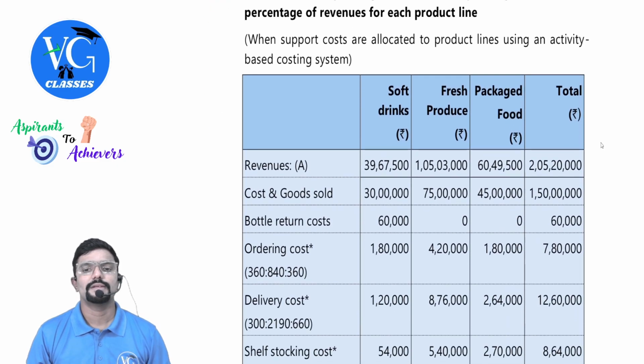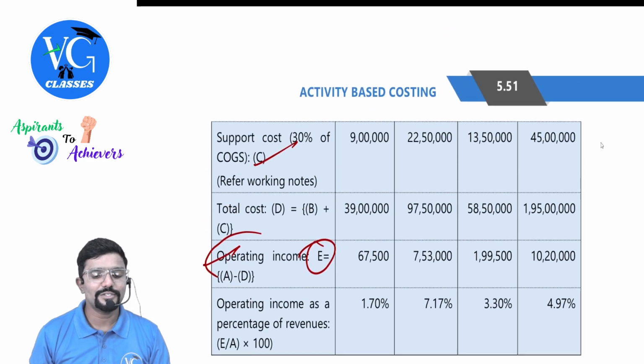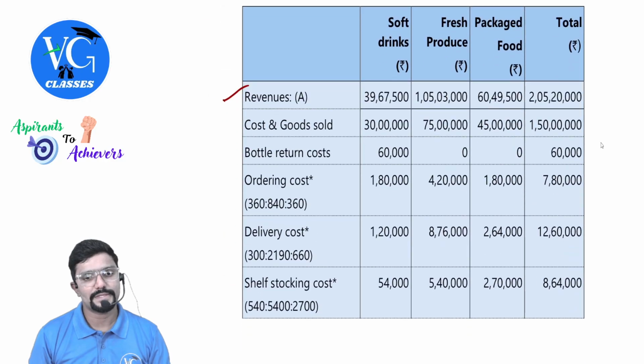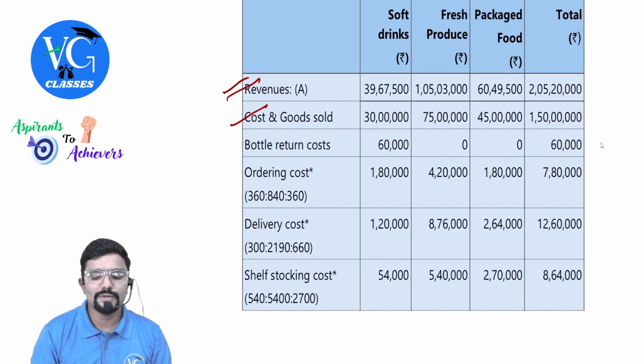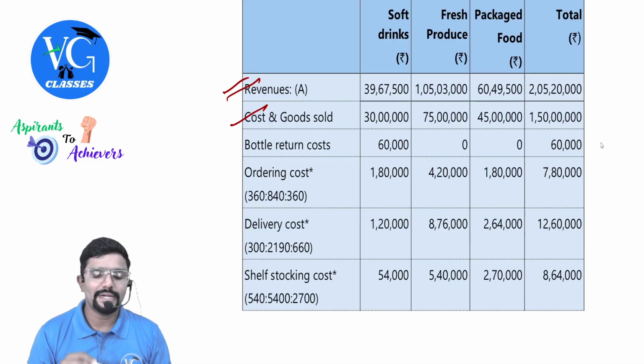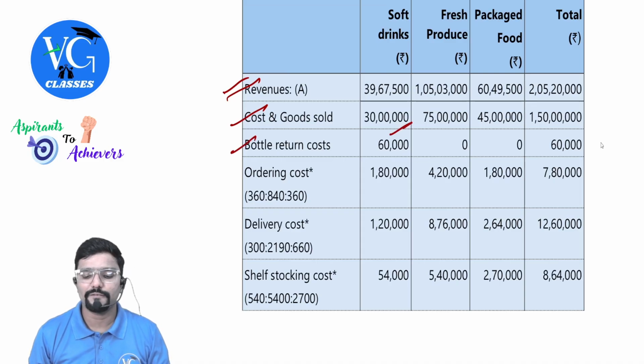Or second one. Coming to revenue. See, here, have they taken again repeater? Yes. And they have not shown gross margin here. Okay, it's better to show it. Revenues and COGS, fine, as it is. No problem. Bottle return cost. We are going with activity, guys. Straight away assign it to only soft drinks.